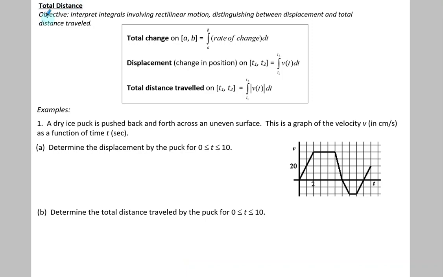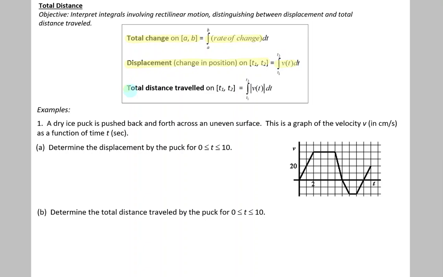Total distance. Our objective is to interpret integrals involving rectilinear motion, distinguishing between displacement and total distance traveled. Remember that the total change of a function on the interval a to b can be found as the definite integral from a to b of the rate of change. Therefore, the displacement, or the change in position over an interval time 1 to time 2, is the definite integral from time 1 to time 2 of the velocity.